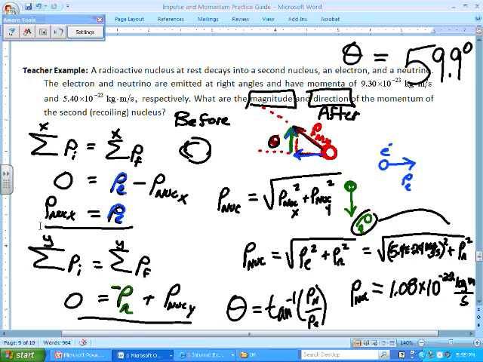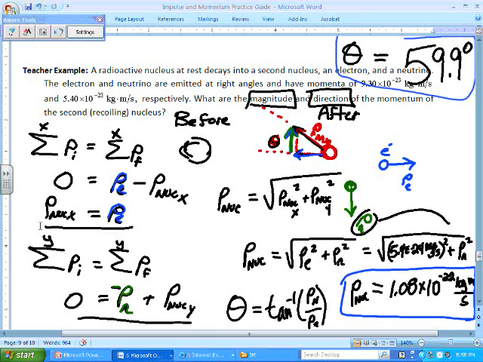You've got to split up your x and your y, and you apply the law of conservation of momentum in both the x and the y direction. Your solution for the momentum of the nucleus is 1.08 times 10 to the negative 22nd, and your solution for the angle, this angle right here, should be 59.9 degrees once you do the inverse tangent. Okay, try one on your own.